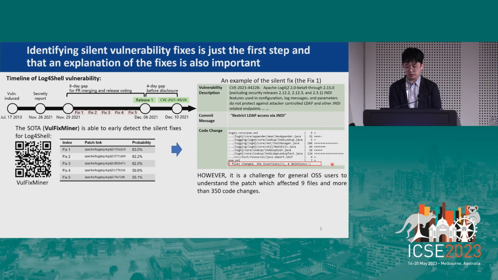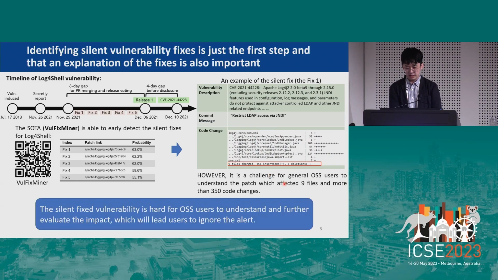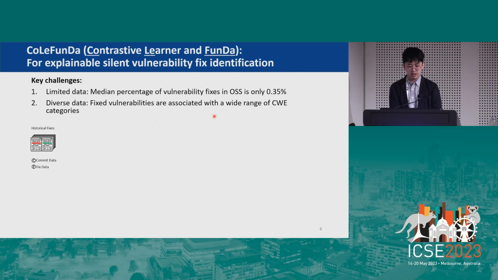So it is impossible for the general user to understand the commit and further evaluate the impact. Consequently, the early alert regarding the fix will be ignored. Hence, it is important to provide the explanation. However, this is very challenging due to two reasons: the limited data and the diverse data.